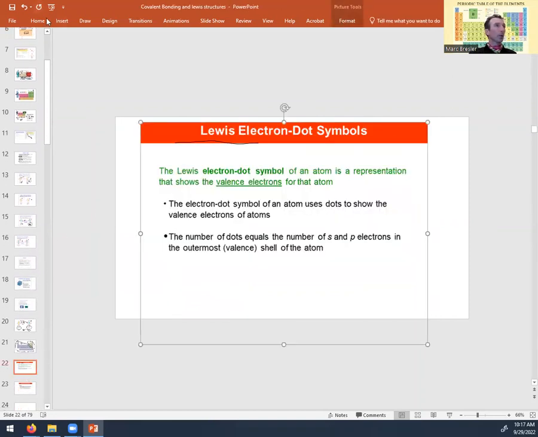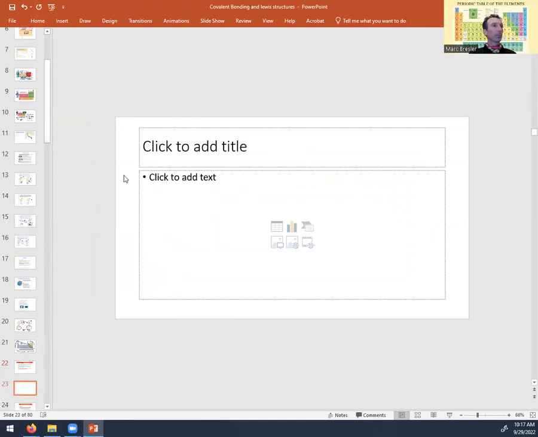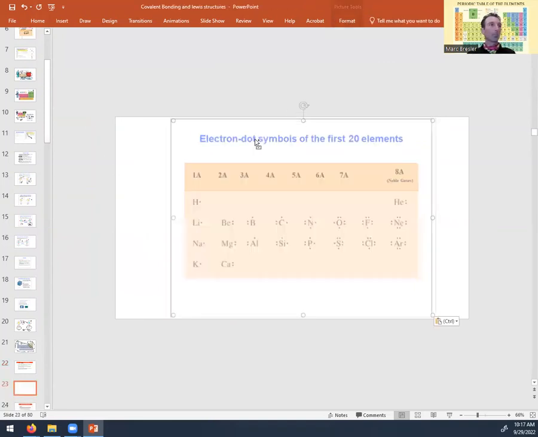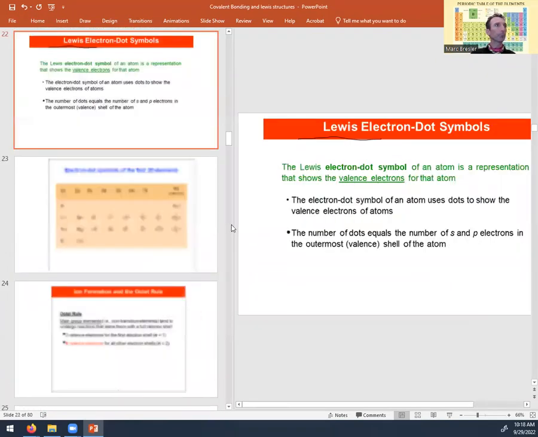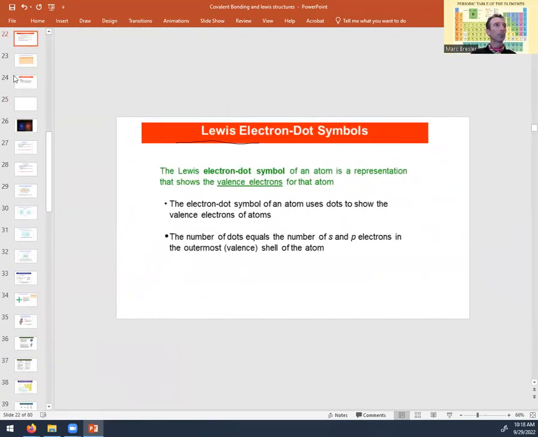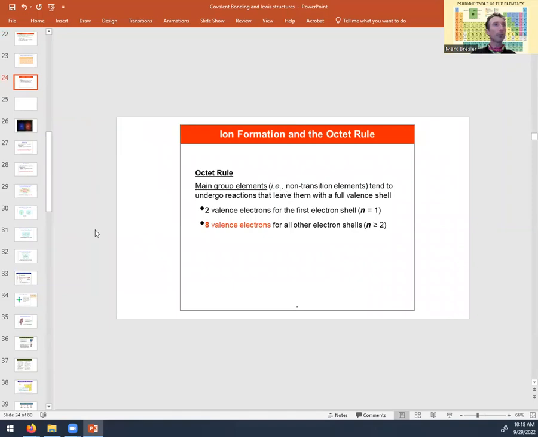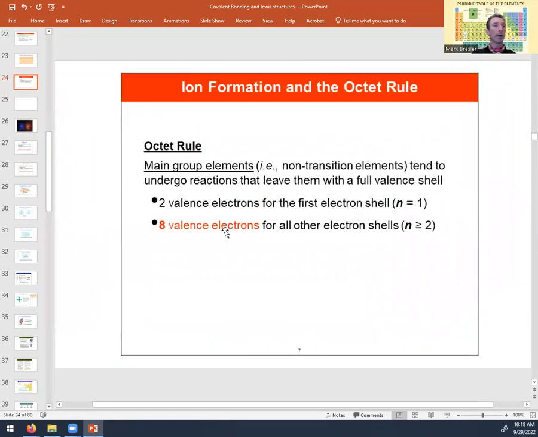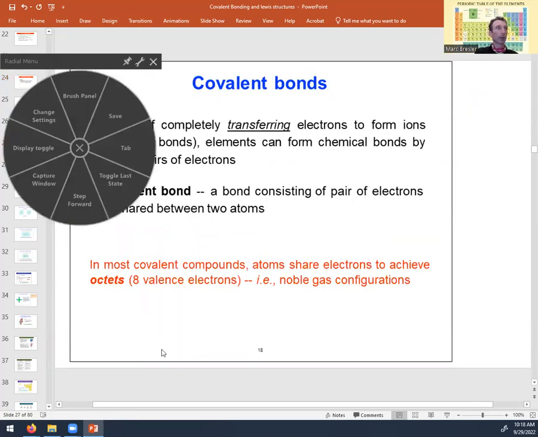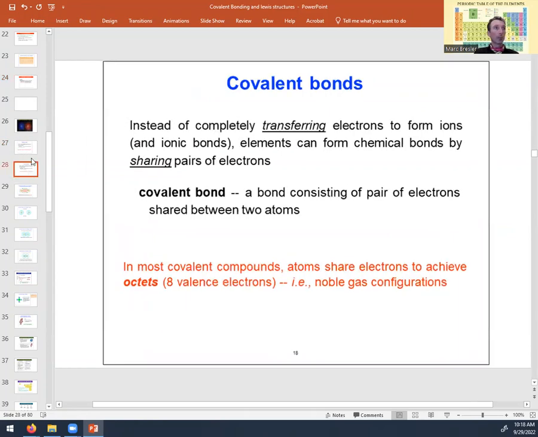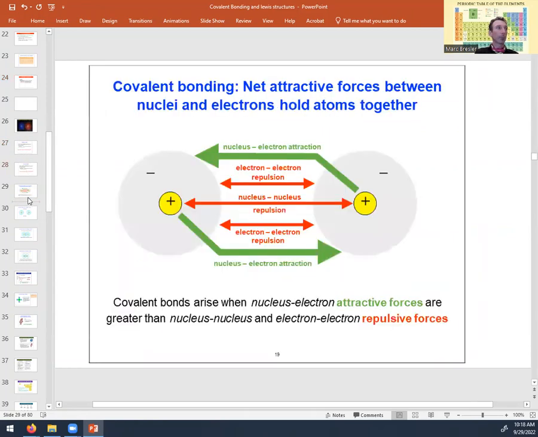So let's keep that here for reference. The ion formation and the octet rule are what drive Lewis structures. With covalent bonding, the atoms will be sharing electrons. So in ionic bonding, it's a complete transfer of electrons, but with covalent bonding, it's sharing.